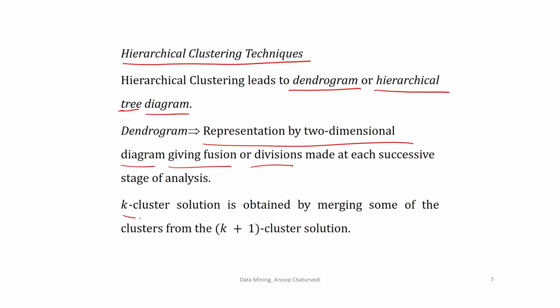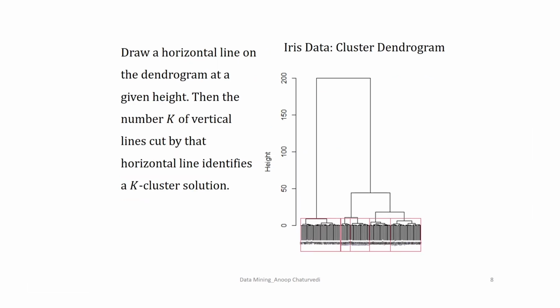Say a K cluster solution is obtained by merging some of the clusters from the K plus 1 cluster solution. So, suppose you are at this stage, and then we merge some of the clusters or some of the data points. At this stage you have K plus 1 clusters, and then you have merged two clusters and you come to K clusters. For example, this is the dendrogram of iris data.